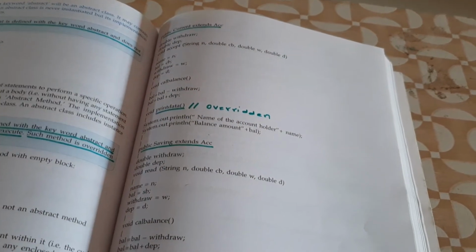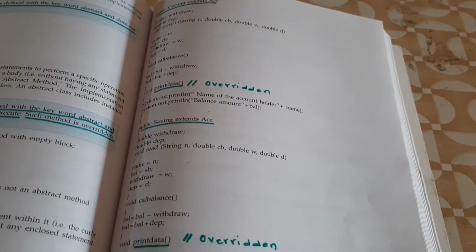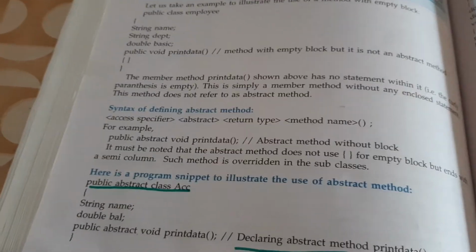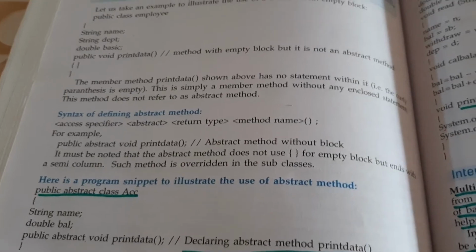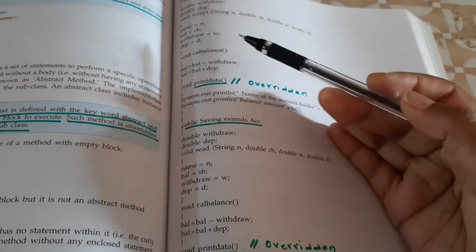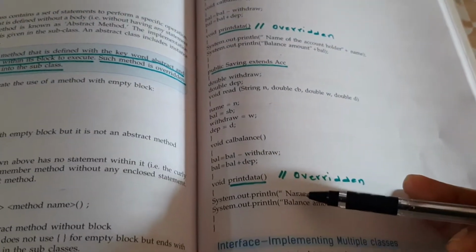We are not creating any object in this program. Why are we not creating any object in this program? Because we have the abstract class. As the rule says, an abstract class cannot have an object created from it. So we are not creating any object in this program. So this is about the abstract class.